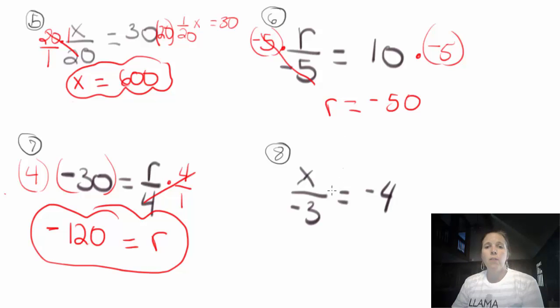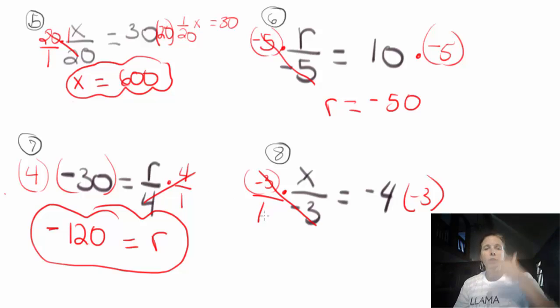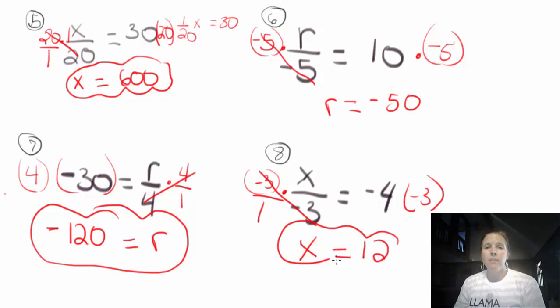Okay. Moving on to number 8. X divided by -3. So we multiply by -3. Again, I'm throwing it in parentheses. This is -3 over 1. Those will cancel because a -3 over a -3 is just 1. So you don't have to write it. You can if you want. So negative times a negative is a positive, so we're going to get positive 12.